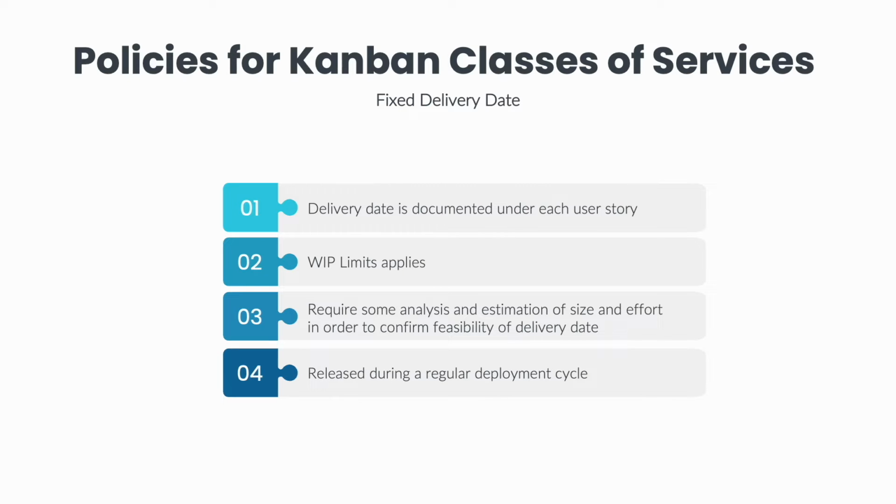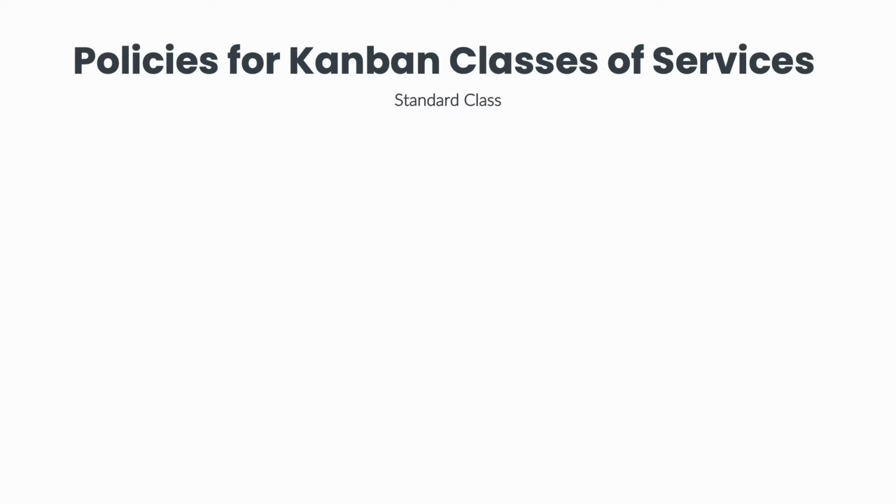These work items are released during a regular deployment cycle, but before the fixed delivery date. These work items could become expedite if the delivery date is missed. For standard class of service policies, these work items are selected into the input queue based on what the team decides brings the most business value or based on their cost of delay. If your team has a product lead, they can help with the prioritization.